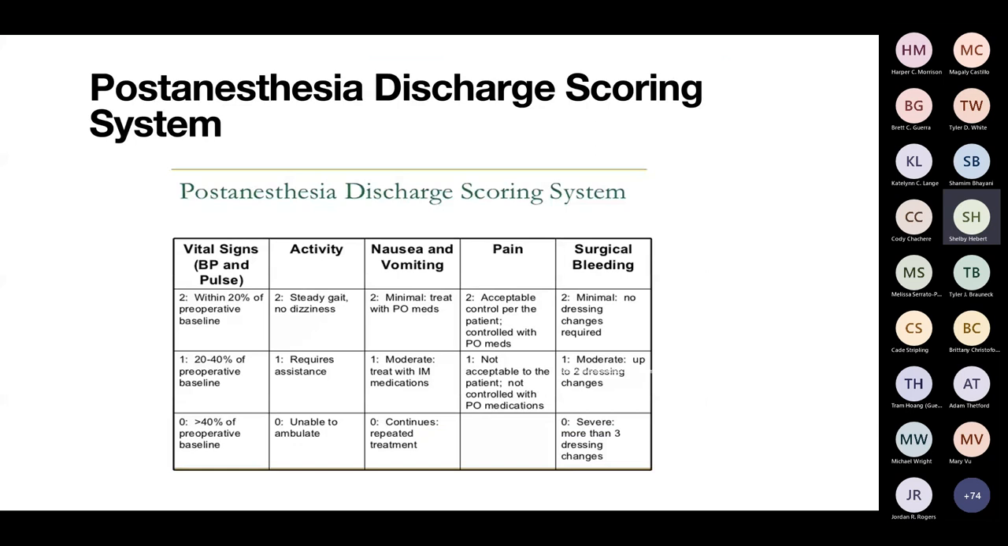And then this is the post-anesthesia discharge score. It takes some other things into account. It's not just things we worry about from the anesthesia standpoint. So looking at their vital signs, this is back to percentage here. Their activity, are they able to walk?